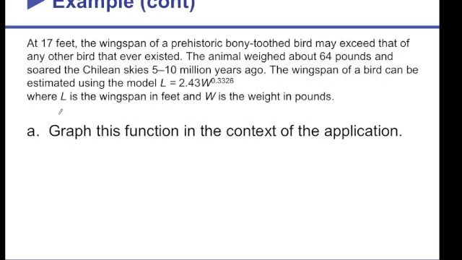So let's figure out the context of this application. My W is my X, and the bird is going to need to weigh something, so between 0 and 64 pounds, so we maybe want to go to, let's say, 80 pounds. And the length, this is the Y. This big one was 17, so let's go between 0 and 20 feet, and that's the context we will use.